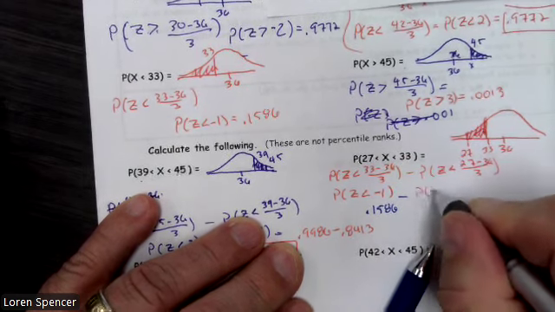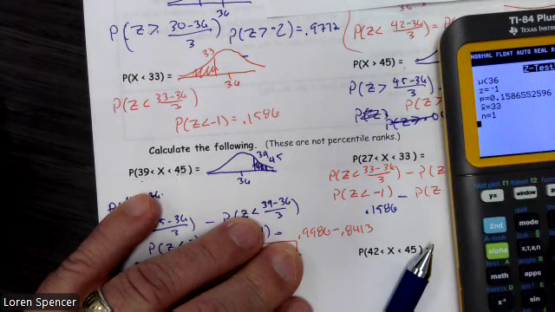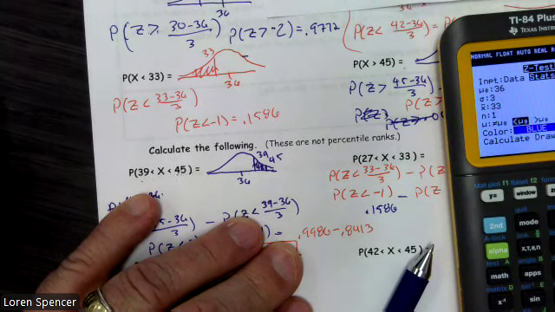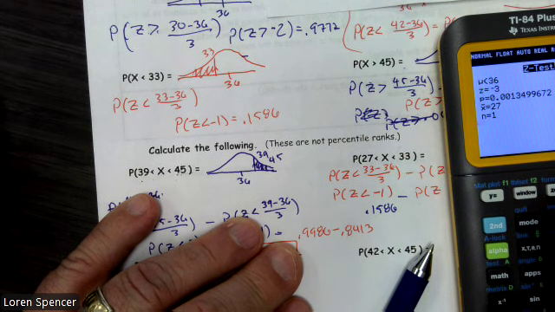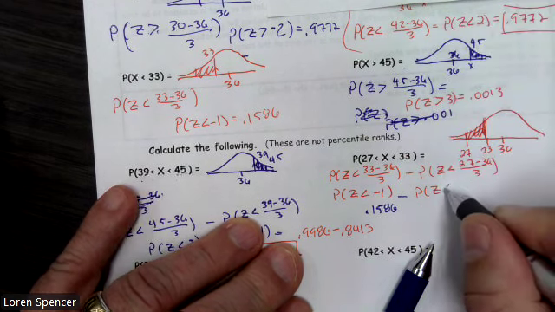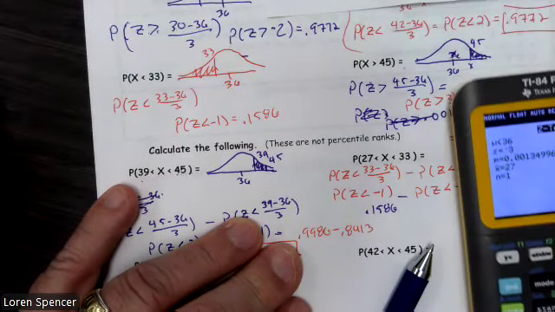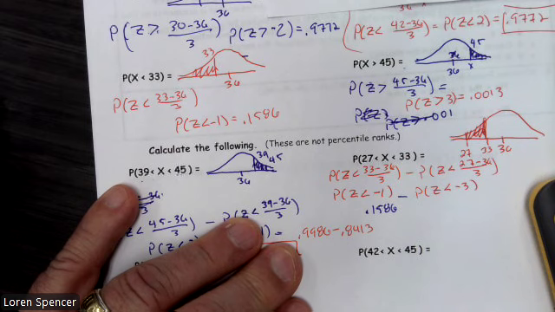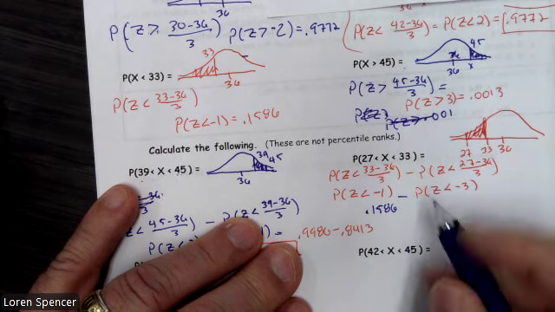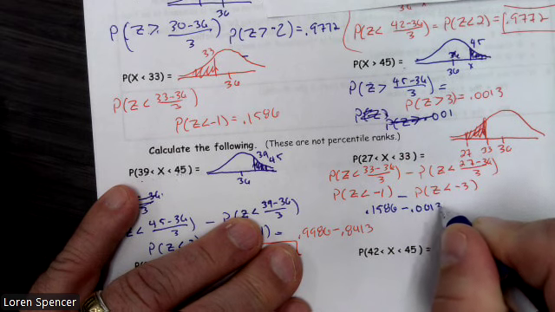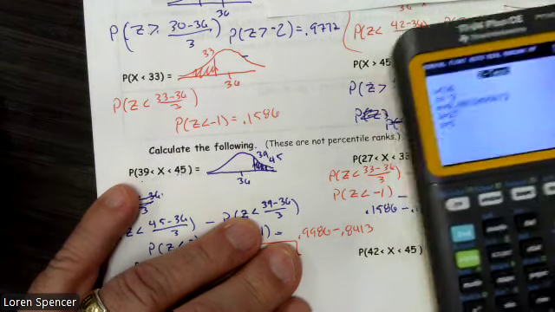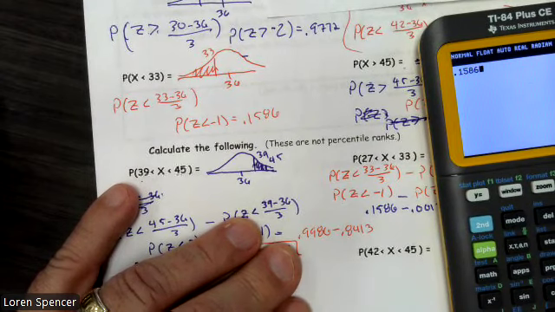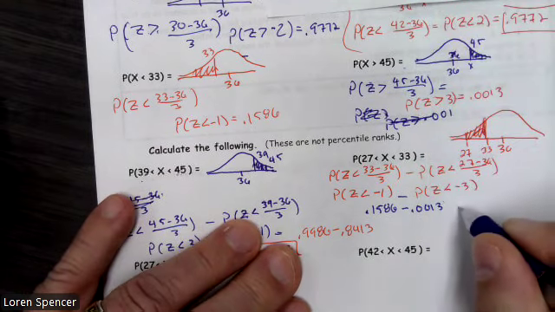minus the probability that Z, we've got to calculate this one, stat test, Z test. And now we're changing it to 27. And we get probability Z is less than -3. And that probability is 0.0013. And if we subtract those two, 0.1586 minus 0.0013, we get 0.1573.